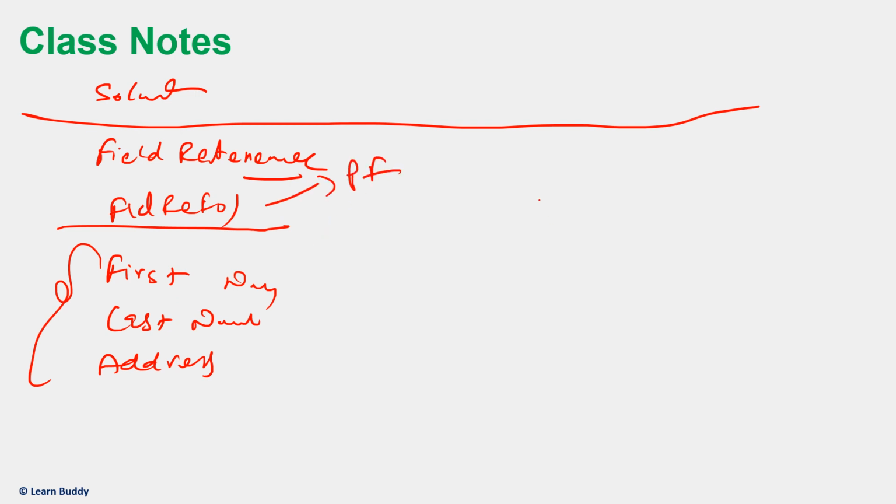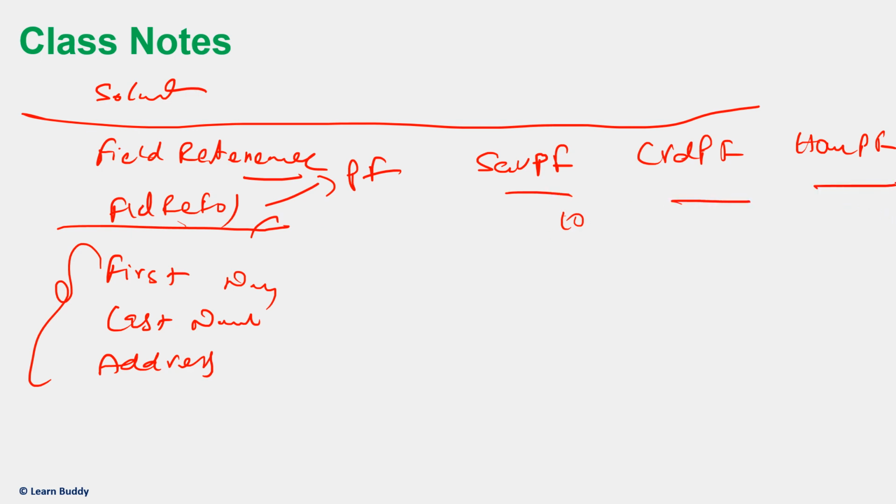Now take an example. These first name, last name, and address can be used for the SAVEPF for savings account, CRDPF for credit card, and for the HOMEPF. So you can refer to the first name, last name, address length from the field reference file, instead of declaring the length again in the SAVEPF, CRDPF, and HOMEPF.